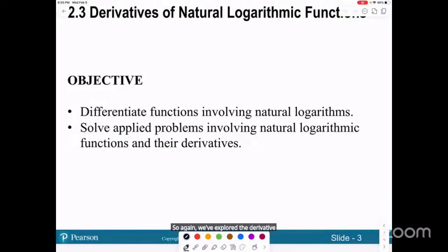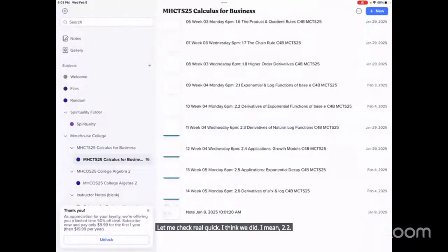Now, let me make sure. Did we do 2.1? Let me check real quick. I think we did. We should have, 2.2. Yeah, we did. Wait. Yeah, we talked about that. So let's keep going.